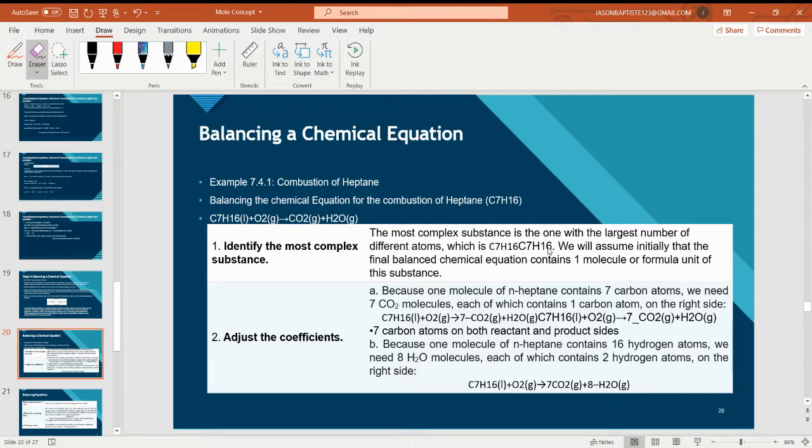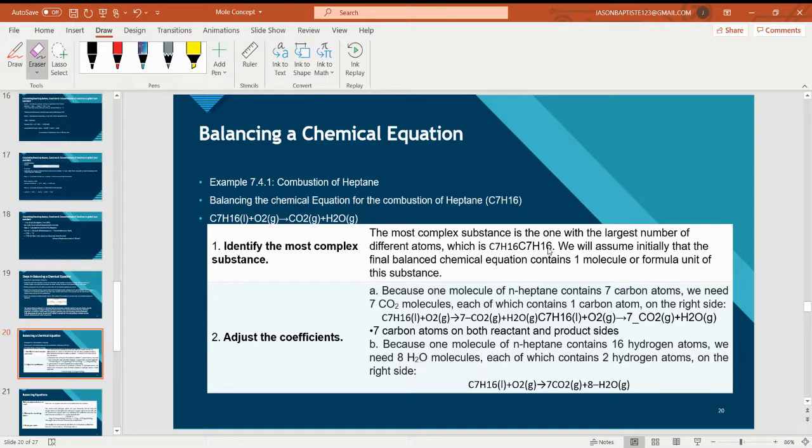Right? So because one molecule of heptane contains 16 hydrogen atoms, we need to put an 8 in front of the water molecule, each of which contains 2 hydrogen atoms. So when you put an 8 in front of it, now we have 16 hydrogen atoms on both sides of the equation.